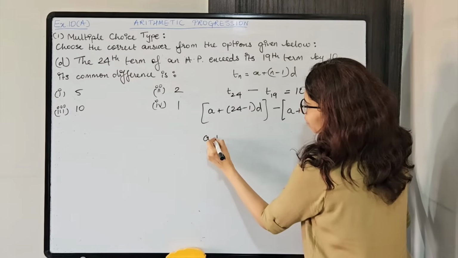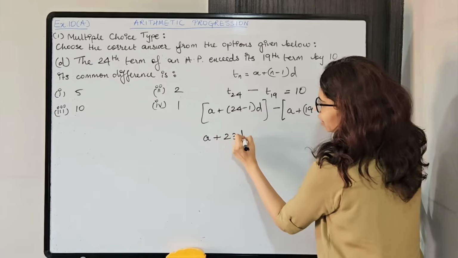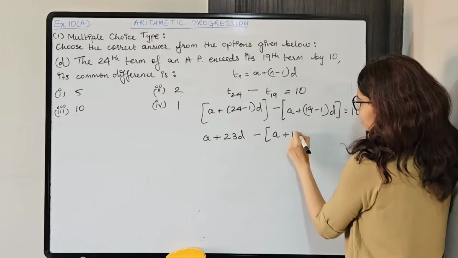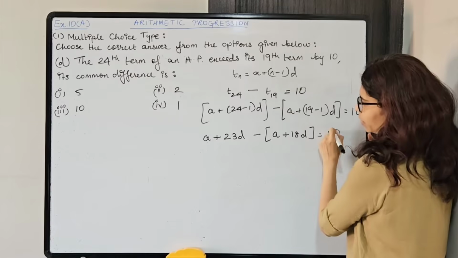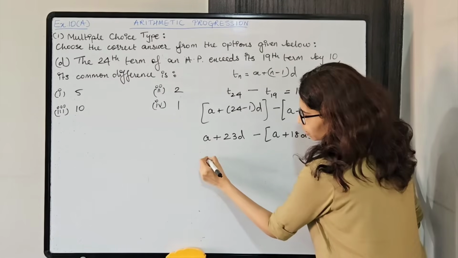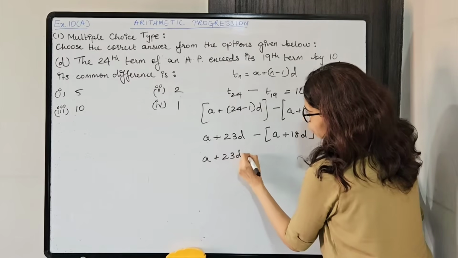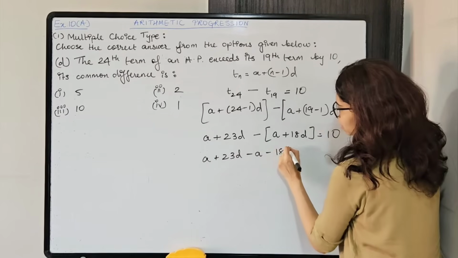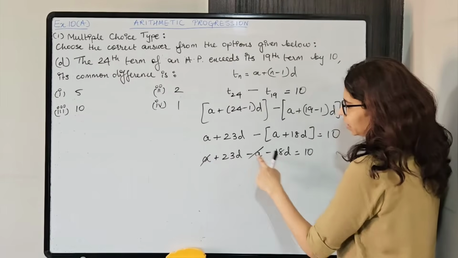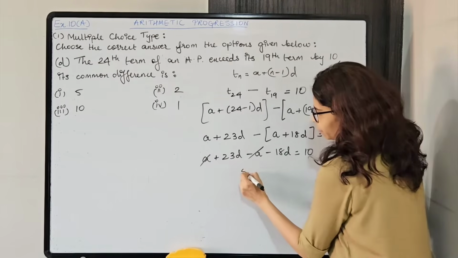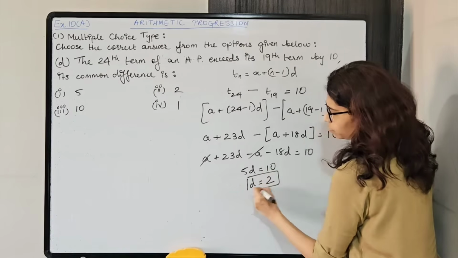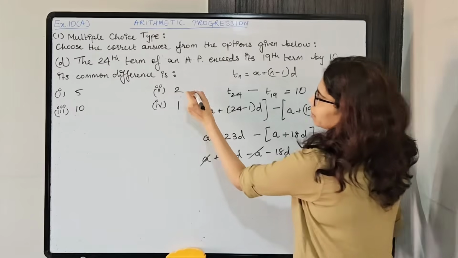So this will be a plus 23d minus (a plus 18d) is equal to 10. Now open the bracket, signs are going to change. a plus 23d minus a minus 18d is equal to 10. a cancels out. 23d minus 18d, that will be 5d is equal to 10. So d will be 10 by 5, that is 2. Okay, so second option again.